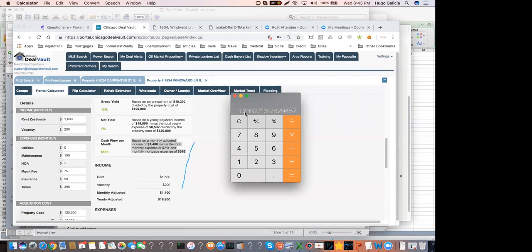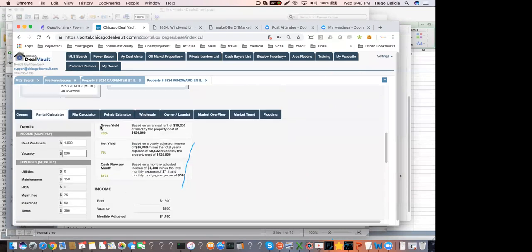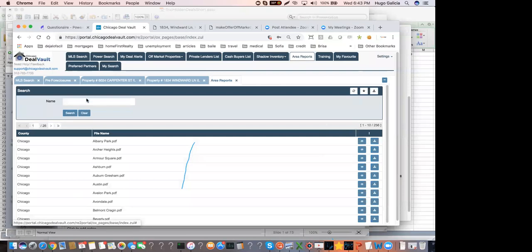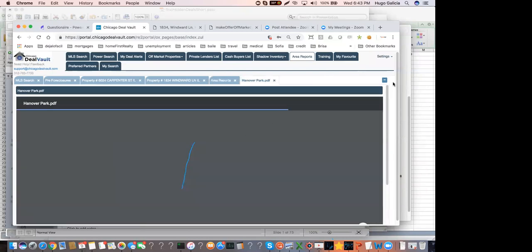For a buy and hold, okay? And then what we typically like to do, when you're unsure about the vacancies, is take a look at the area reports in ChicagoDealVault, because we're going to give you what the vacancy rates are in Hanover Park. Okay, so I'm going to show you, because many of you may not be familiar with Hanover Park. So here we are going to pull up Hanover Park, okay?